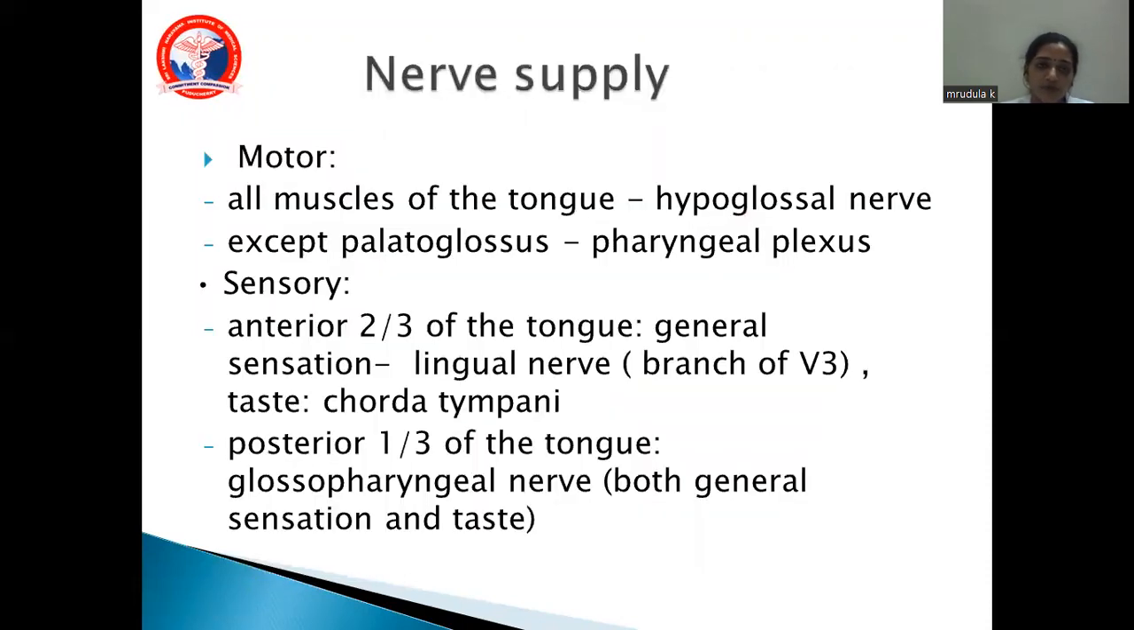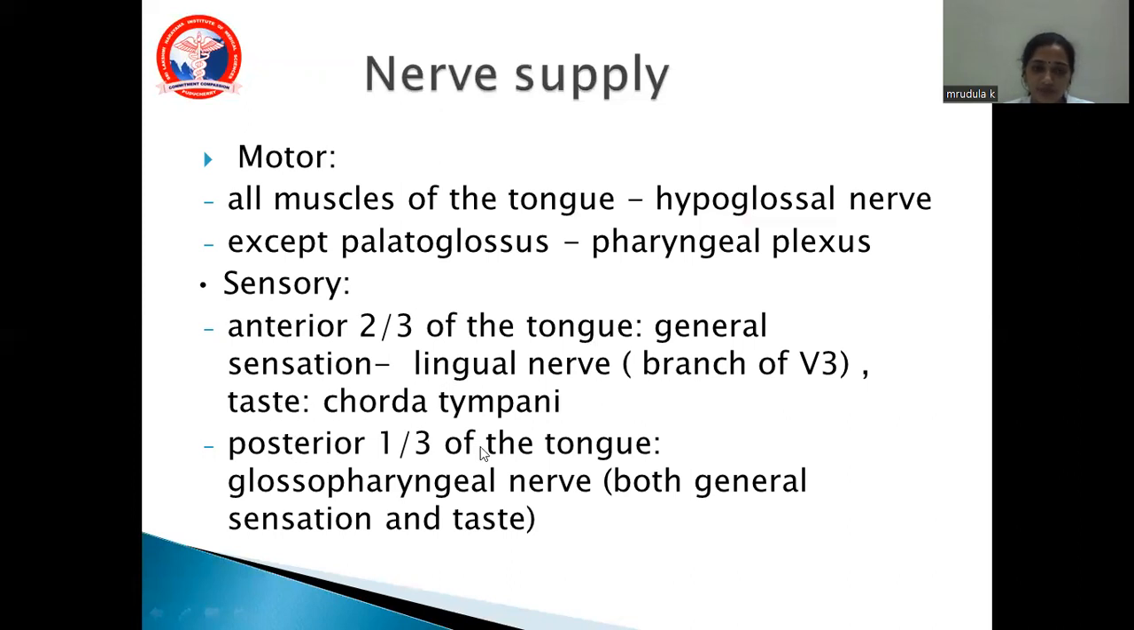And nerve supply. All the muscles of the tongue are supplied by the hypoglossal nerve, except palatoglossus, which is supplied by the pharyngeal plexus. This is a motor supply. Coming to the sensory supply, the anterior 2/3 of the tongue, the general sensation is supplied by the lingual nerve, which is a branch of the trigeminal nerve, and taste by chorda tympani nerve.